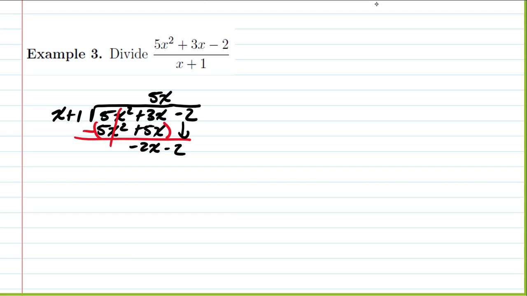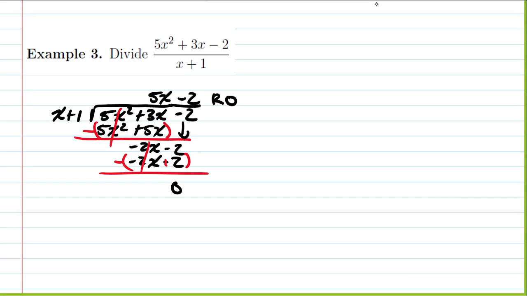And then we ask ourselves, well, what times x gives us negative 2x? And that's going to be negative 2. Negative 2 times x is negative 2x. Negative 2 times 1 is negative 2. We subtract. And our first term reduces out as we would expect. But then the minus 2 gives us a positive 2, and negative 2 plus 2 is 0. So this goes in and has a remainder of 0.